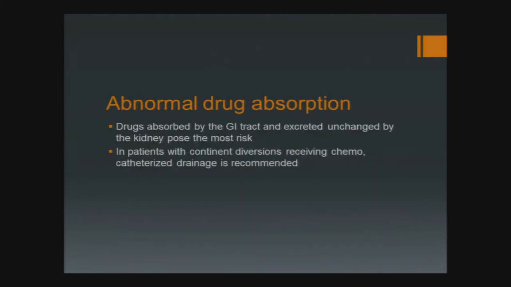It's also important to remember that there's some abnormal drug absorption. So any drug absorbed by the GI tract and excreted unchanged by the kidneys obviously poses the most risk, as that drug is going to be then re-exposed to bowel mucosa. And in patients with continent diversions, particularly those receiving chemo, this can be exacerbated as that urine may sit in the diversion for 4 to 6 hours. And so keeping these patients drained allows for a decrease in the risk of this overabsorption of the drug.